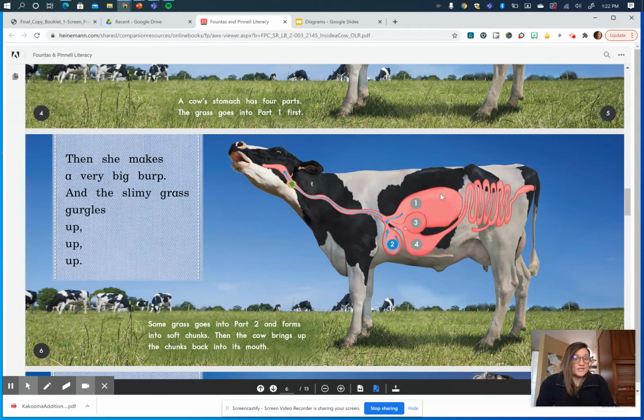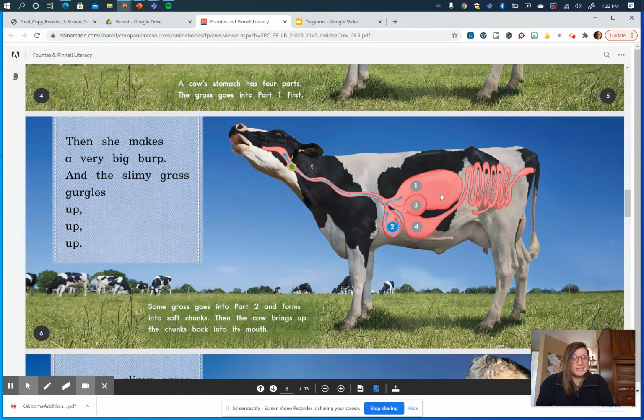Then she makes a very big burp, and the slimy grass gurgles up, up, up. Some grass goes into part 2 and forms into soft chunks. Then the cow brings the chunks back into its mouth.